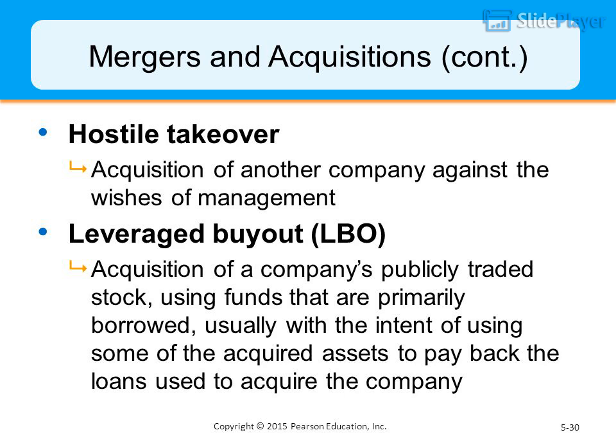In some situations, a buyer attempts to acquire a company against the wishes of management. In such a hostile takeover, the buyer tries to convince enough shareholders to go against management and vote to sell. A leveraged buyout, LBO, occurs when someone purchases a company's publicly traded stock primarily by using borrowed funds, sometimes using the target company's assets as collateral for these loans.